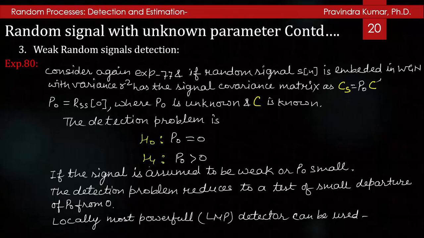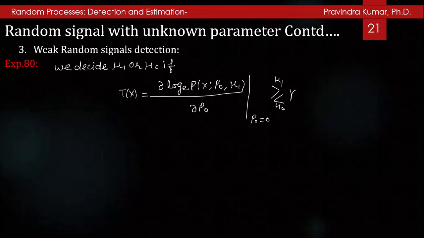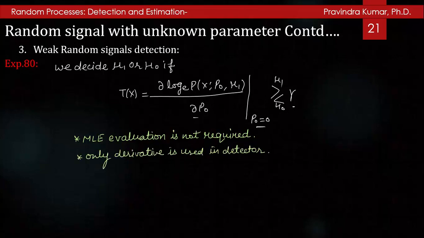So we decide H1 or H0 based on the test statistic, which is the differentiation of the log of the PDF under hypothesis H1 with respect to P0. So T(x) is equal to the derivative of log e p(x; P0, H1) with respect to P0, evaluated where P0 is equal to 0, and compared with a threshold value gamma. The advantage of this detector is that only a derivative is to be evaluated, so MLE evaluation is not required in this process.